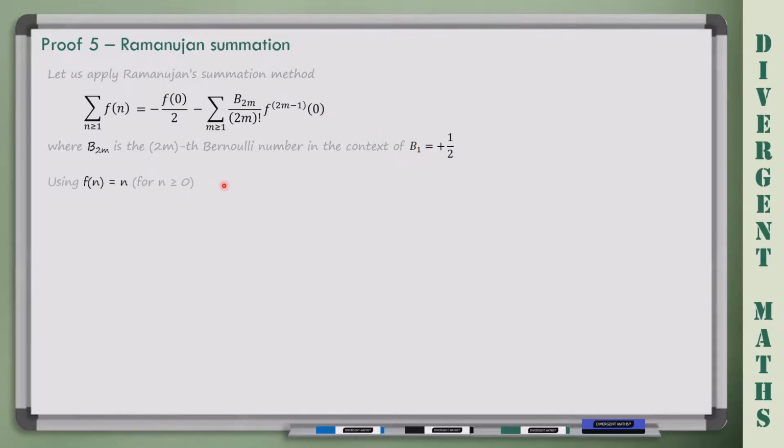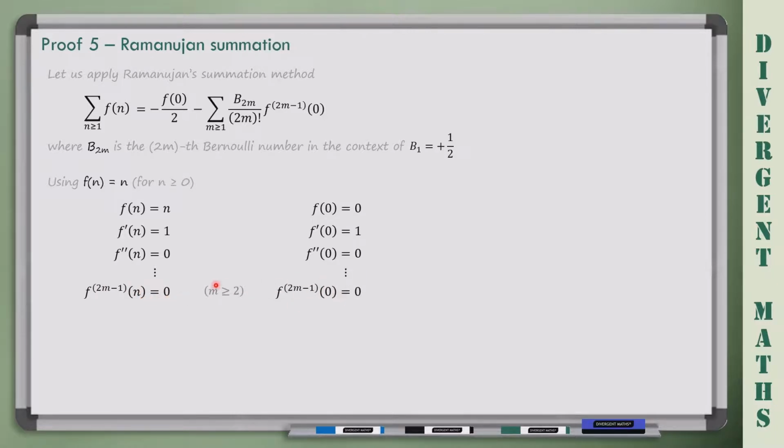So using f(n) equals n for n greater or equal than 0, what do we have? f(n) equals n, obviously f(0) equals 0. The derivative of n is 1. It's a constant. So the first derivative, f prime at 0, is 1. f second of n, the second derivative, is 0. And of course, it's a constant 0. Therefore, the value at 0 is 0, and so on. And for the 2m minus 1 derivative of f, evaluated at n is always 0. Therefore, when n equals 0, it is 0.